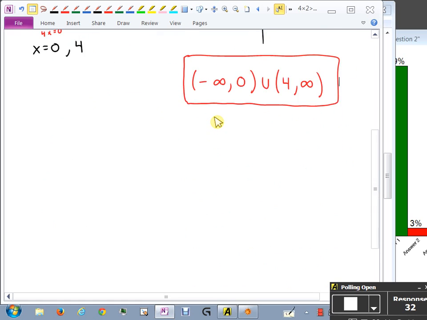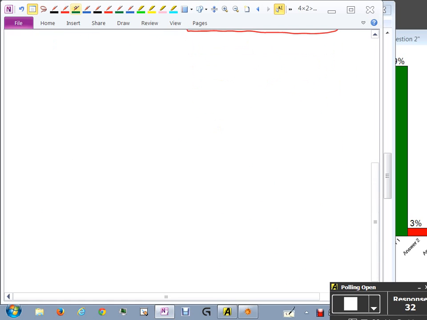All right, let's try another one. How about part B, negative 2x squared plus 4 is greater than or equal to 3x. So the first thing I'm going to do is recognize I have a quadratic inequality. I'm going to move everything to one side. I'm going to leave the stuff on the left there, and I'm going to move the 3x to that side with it. So I subtract 3x on both sides, and I put it in descending order.